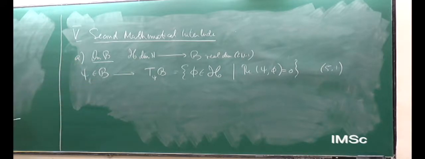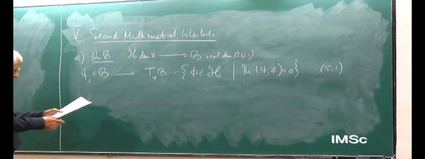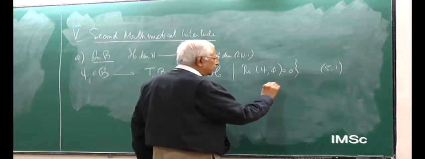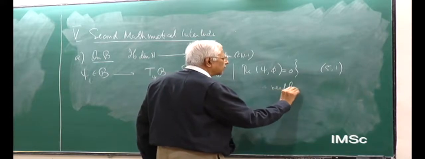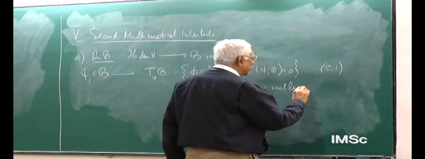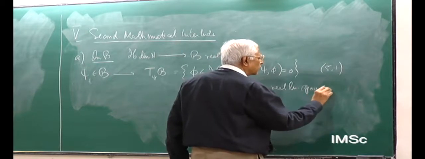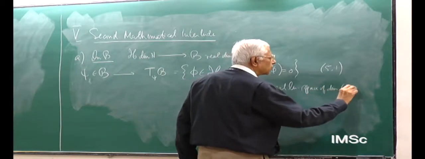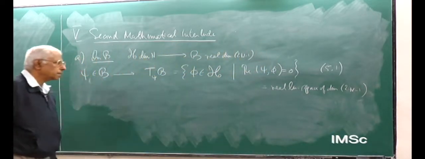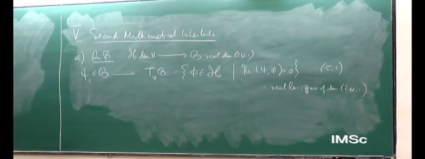Okay? All right. So you can see that this is a real linear space of dimension 2n minus 1. Same dimension as B itself. This is exactly analogous to what we just said a few minutes ago. The tangent space to S2 at any point of S2 is a 2-dimensional plane. The dimension of that plane is the same as the dimension of S2 itself.